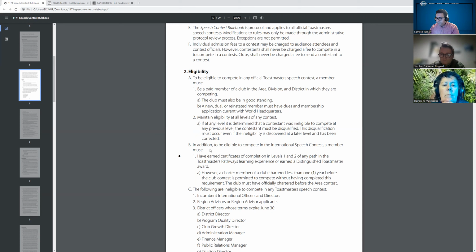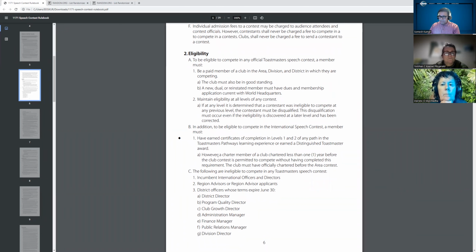division, district levels. In addition, this is an additional eligibility criterion for the international speech contest. Other speech contests do not have it. For international speech, the contestant should have earned certificates of completion in levels 1 and 2 of any path in the Toastmasters Pathways Learning Experience, or earned a Distinguished Toastmaster Award. Until last year, 6 speeches in the Competent Communicator Manual was also accepted. This year they have changed it and they have only these 2 criteria. That's the reason I think Joe said that he probably will not be able to participate, because he probably won't meet this condition.